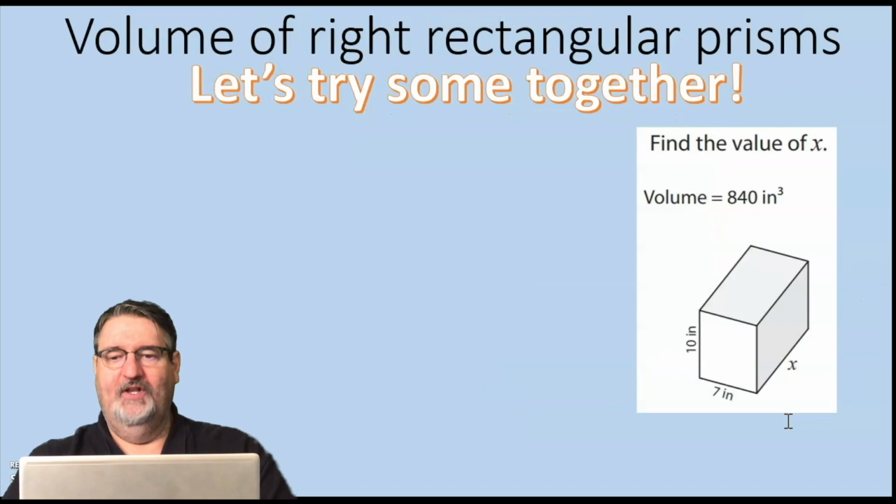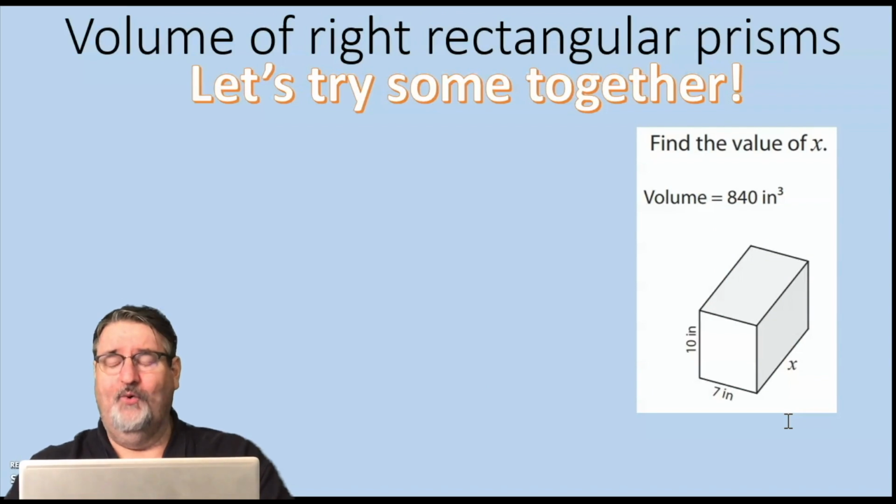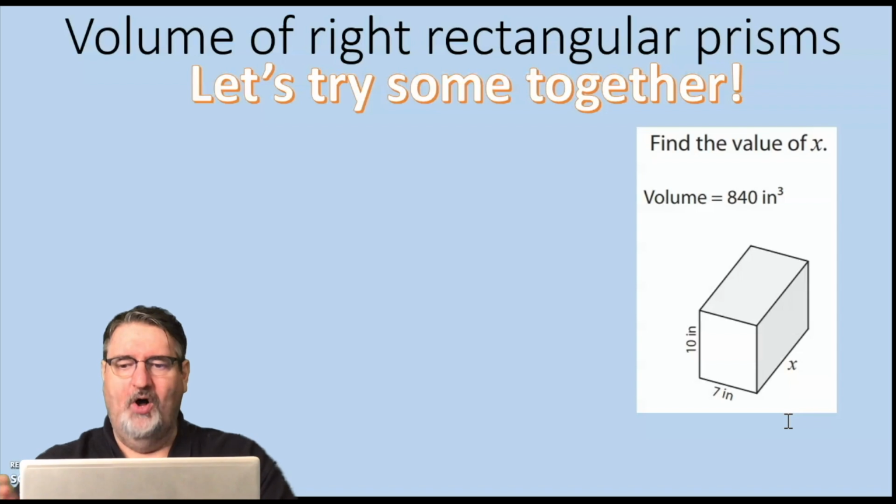All right. Well, let's look at this one. Whoa. This one, they give us the whole volume, 840 inches cubed. And they give us the height of 10 inches. They give us one side as 7 inches, but that other side is X. Oh, man. Well, I remember that we have to multiply all of these.